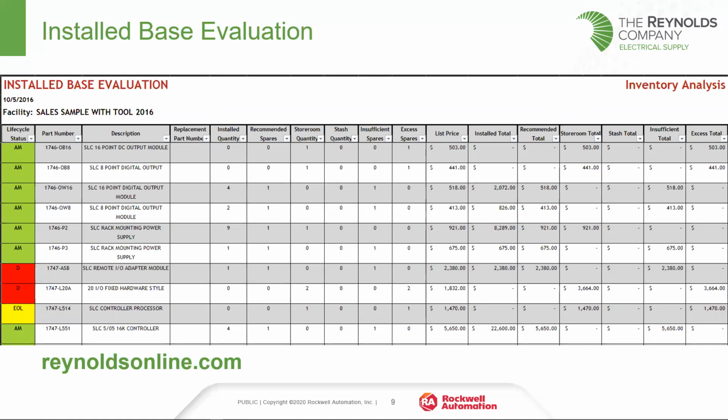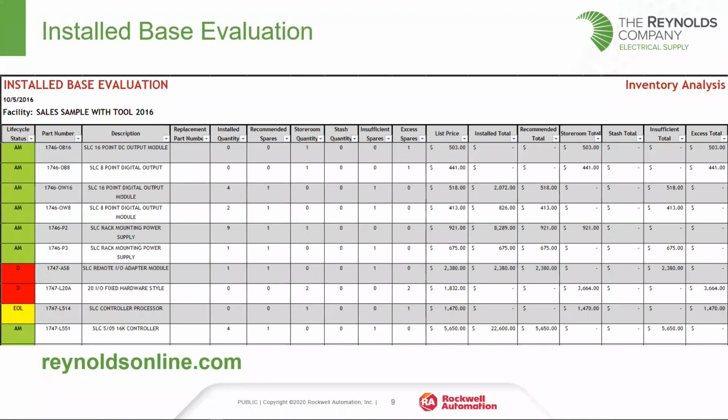So if we look from left to right here, we're going to be identifying what life cycle all of these parts are in. So if it's discontinued, we know we need to be talking about not just do I have this part number, but do I have the part number it will be migrating to available as a spare? Of course, the part number itself is something that we need access to. If we jump over a few columns, how many are installed? How many are we recommending you have for spares?